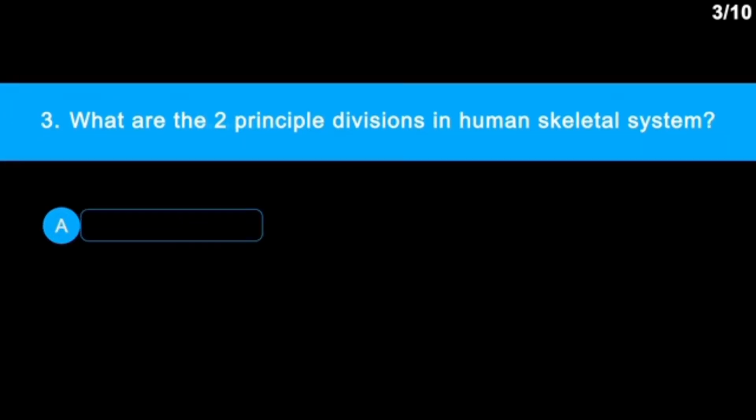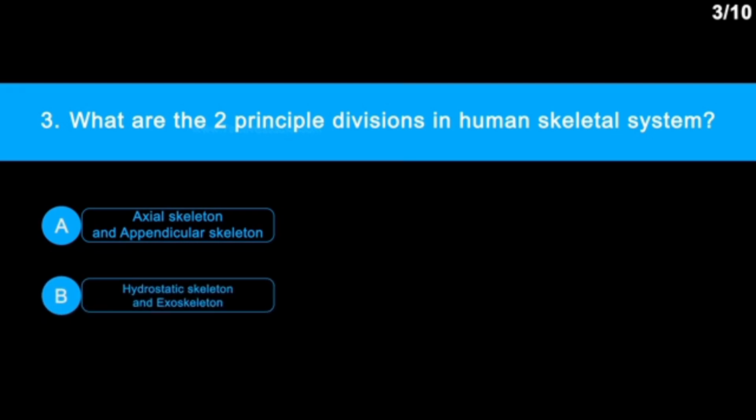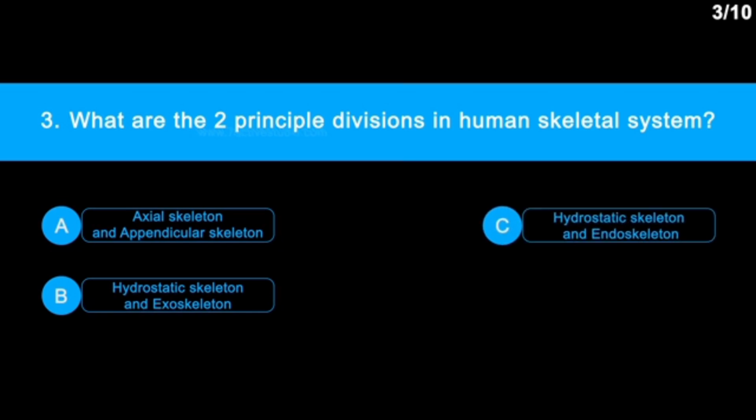Question 3. What are the two principal divisions in human skeletal system? Option A, axial skeleton and appendicular skeleton. Option B, hydrostatic skeleton and exoskeleton. Option C, hydrostatic skeleton and endoskeleton. Option D, bone of the limbs and girdles.